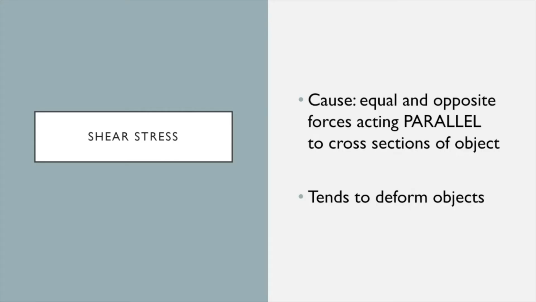The third kind of stress is called shear stress. Shear stress is caused by equal and opposite forces acting parallel to the cross-sections of an object's material. Shear stress also tends to deform an object.